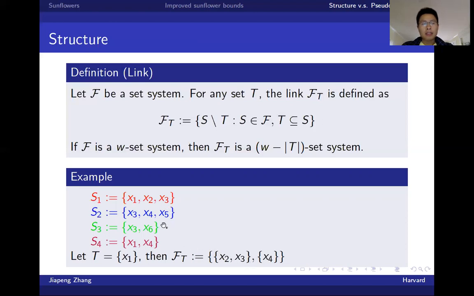The original set system was a 3-set system, because each set has size at most 3. The size of T is 1. Now the link F_T is a 2-set system because we removed T. Okay, so this is the structure part.